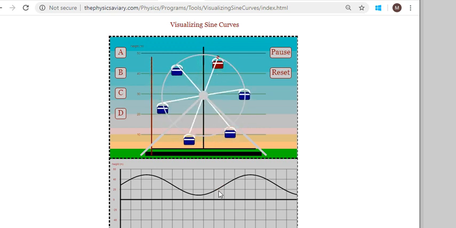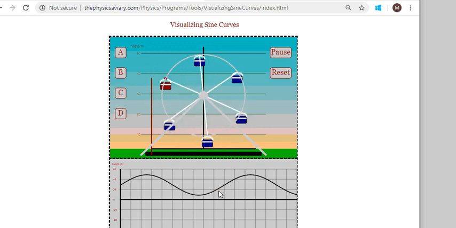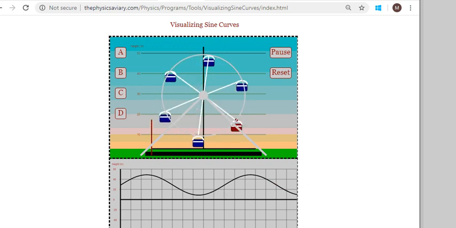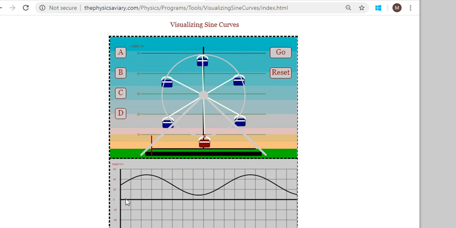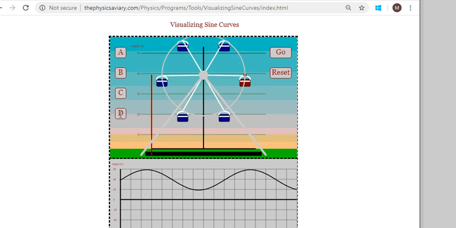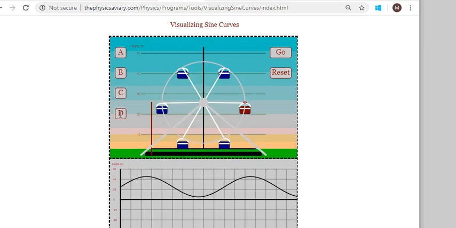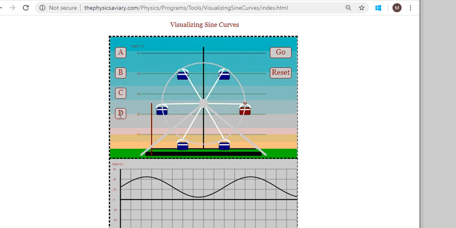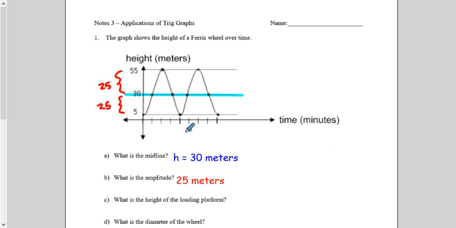So rather than make a pointy up and down V-shaped graph, this is going to make a sine curve because it's nice smooth motion. And if you watch the graph down here, the loading platform would be down at the bottom. As I change the height of the loading platform, you can see that my graph moves up and down. So I can do that through the equation or the graph. In my graph, the loading platform would be right here, which means I'm at a height of 5 meters.